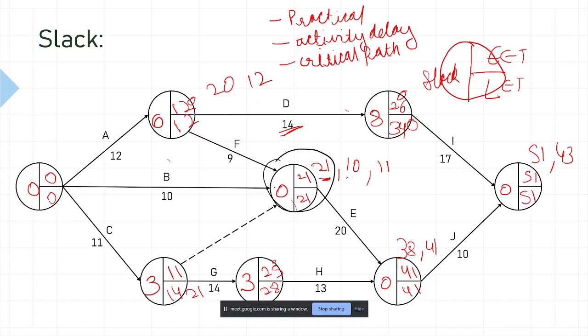Anybody else? Any other answer? Sir, activity E has to be started after the completion of 21 days. Okay. It cannot be delayed if it is on the critical path of the project. If it is delayed, the project will also be delayed. Okay, but we haven't found out the critical path till now.